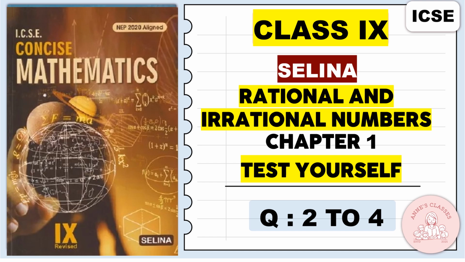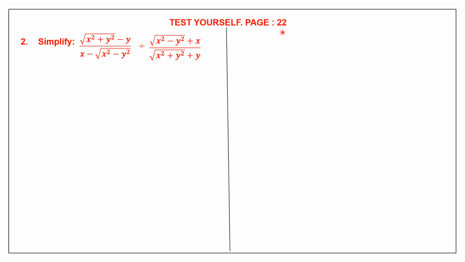Chapter 1, test yourself. Page number 22, we are with question 2, simplify. Now this is the expression to be simplified. Now can you see division here? Now we are going to rewrite this.